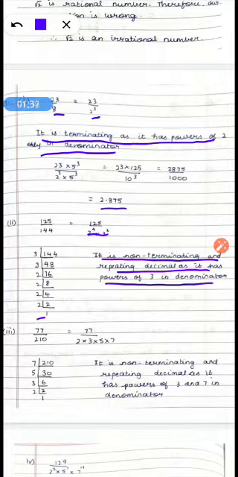Third subdivision, 77 divided by 210. By finding the prime factorization for 210, we get 210 is equal to 2 into 3 into 5 into 7. This rational number 77 by 210 has a non-terminating and repeating decimal expansion as it has powers of 3 and 7 other than 2 and 5 in the denominator.